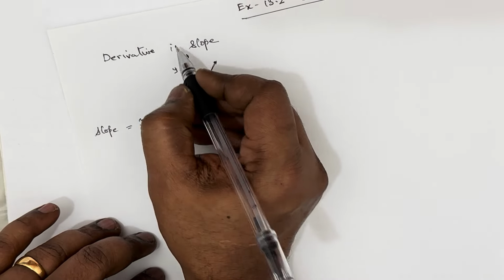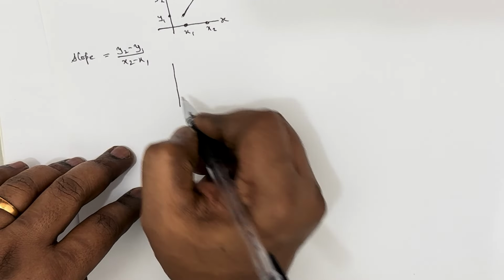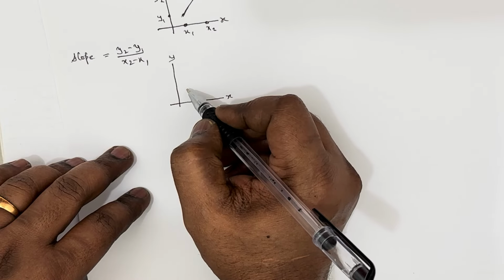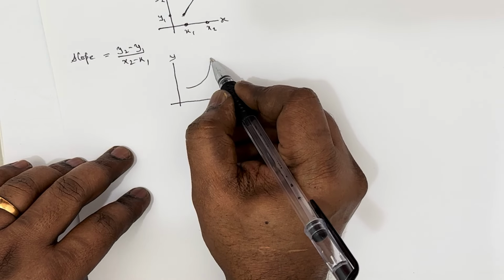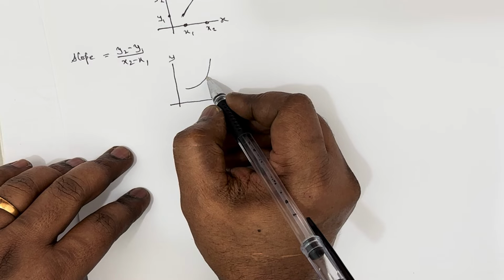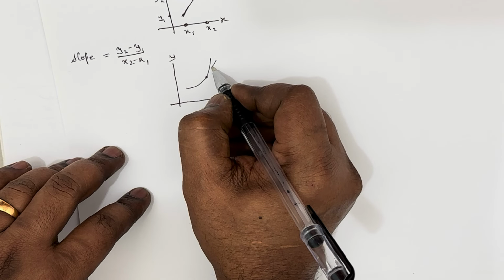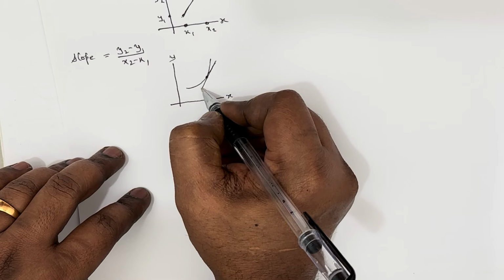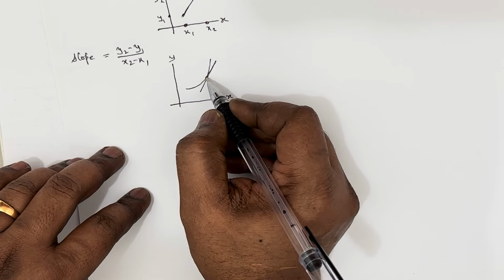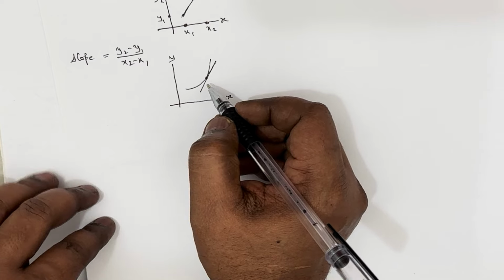Now derivative, this is also its slope. Now we'll see, if we take another graph, say this is x and y, and if our graph is a curve, and there is a point on the curve and a line passing through that single point touching the curve, the slope of this line passing through this point touching the curve is calculated using derivative.